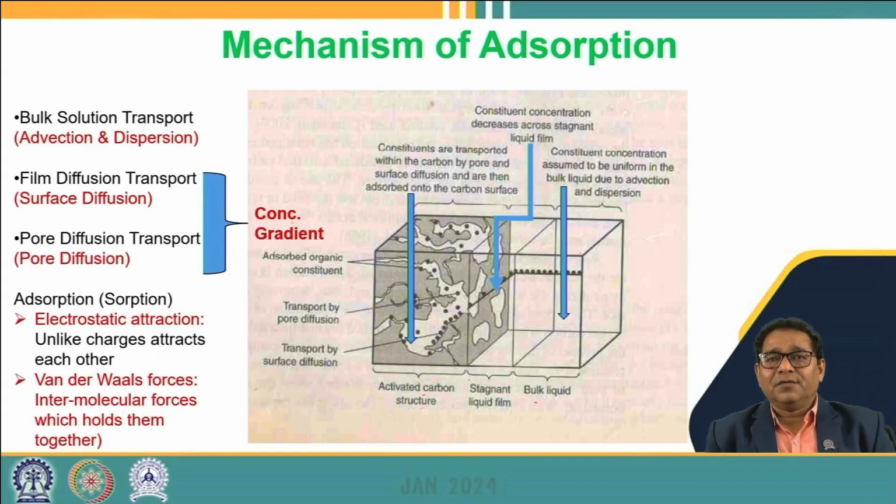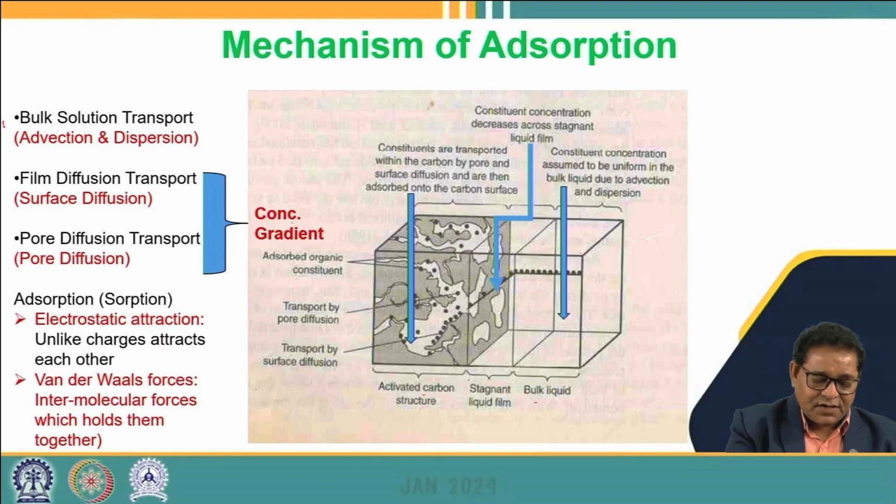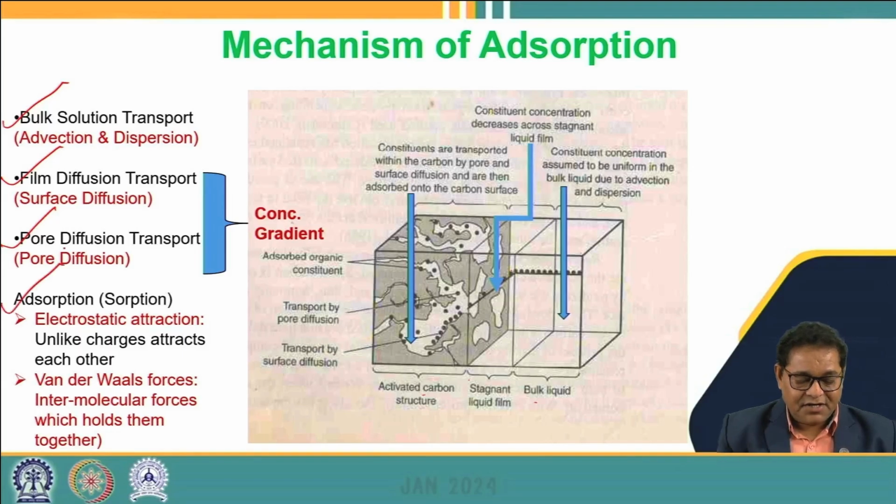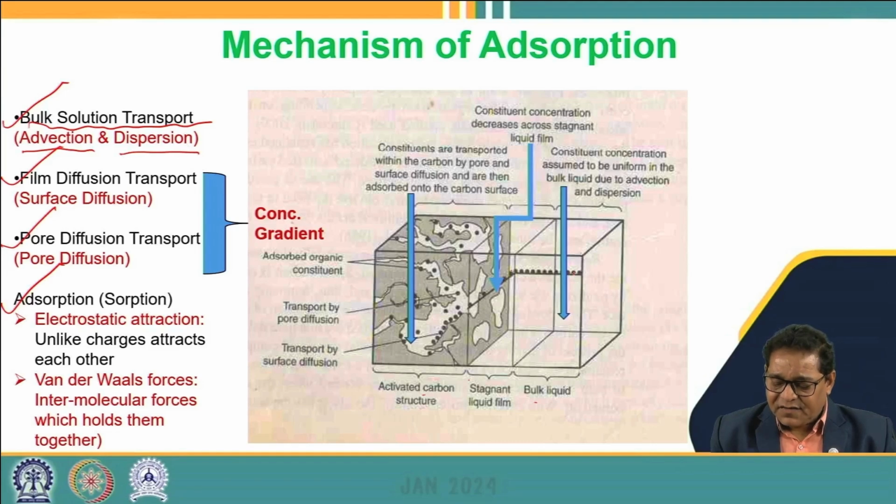So let us discuss the mechanism of adsorption. We will study here the different mechanisms through which the adsorption process takes place. Broadly, we can classify four types of mechanism. One is bulk solution transport, then film diffusion transport, then pore diffusion transport, and finally adsorption happens. In bulk solution transport, this is achieved through advection and dispersion, and this happens when the pollutants are present in uniform concentration in the bulk liquid.